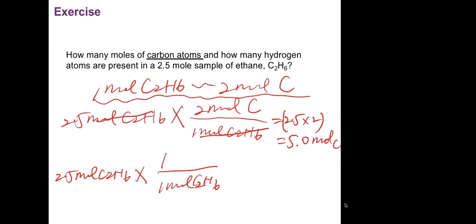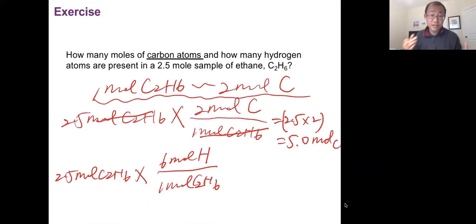6 moles of hydrogen. Very good. Why do I need moles? Because mole is related to numbers. They're asking for a number, so I can't get the number first. I have to get moles first.